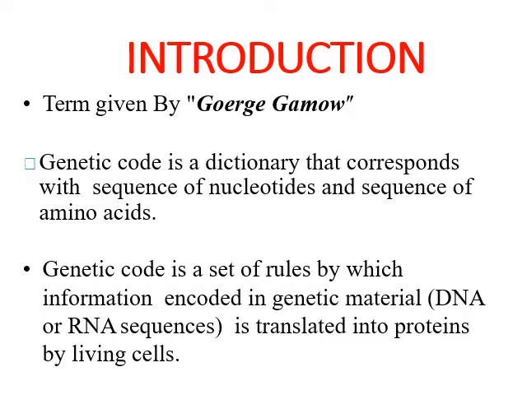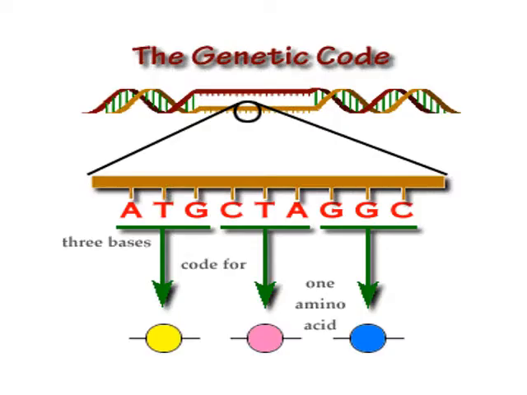The genetic code is a dictionary that corresponds the sequence of nucleotides to the sequence of amino acids. The letters A, G, T and C correspond to the nucleotides in DNA. They are organized into codons. The collection of codons is called the genetic code. For 20 amino acids, there should be 20 codons. Each codon should have 3 nucleotides to impart specificity to each amino acid.